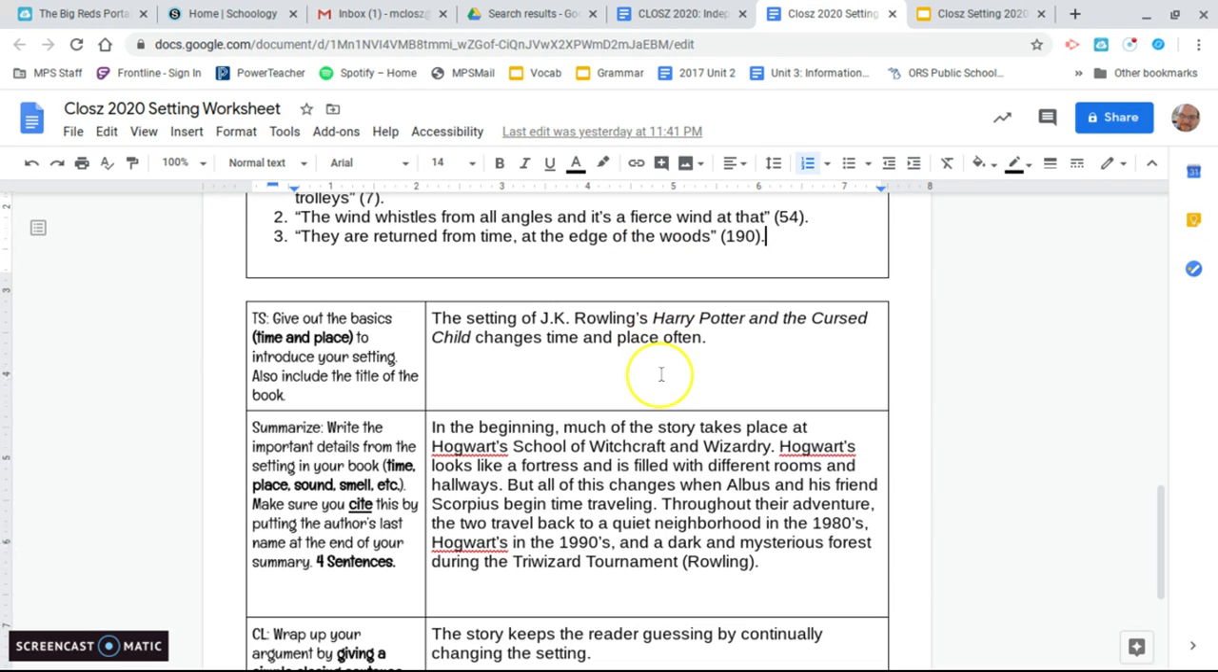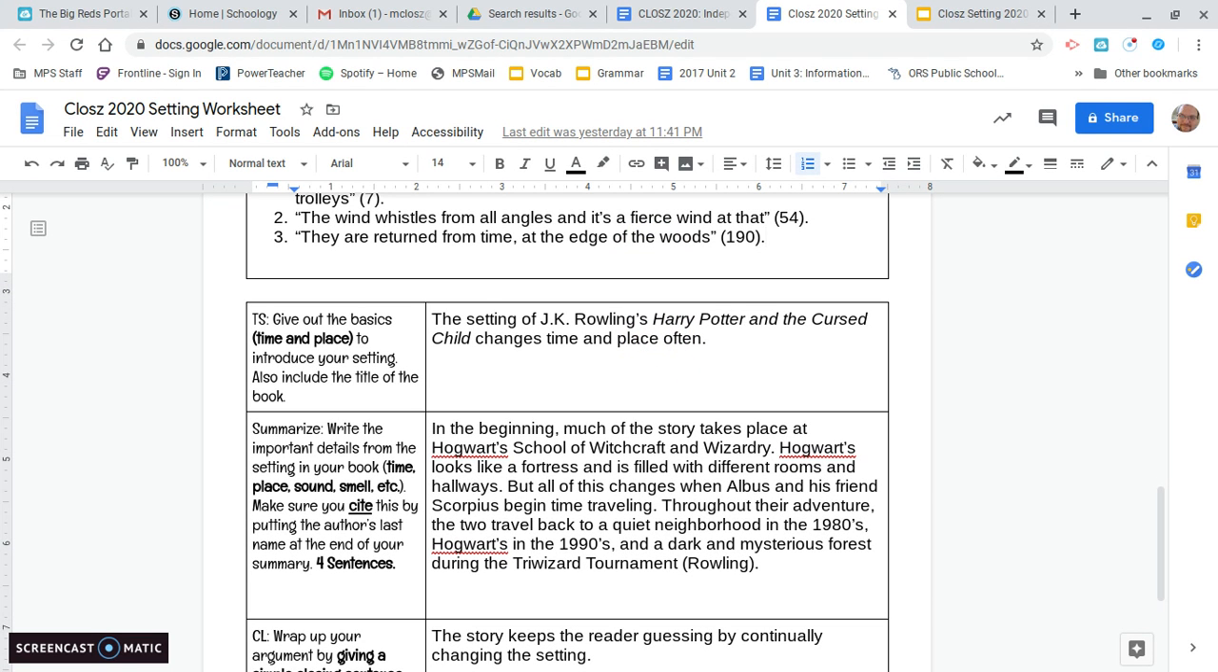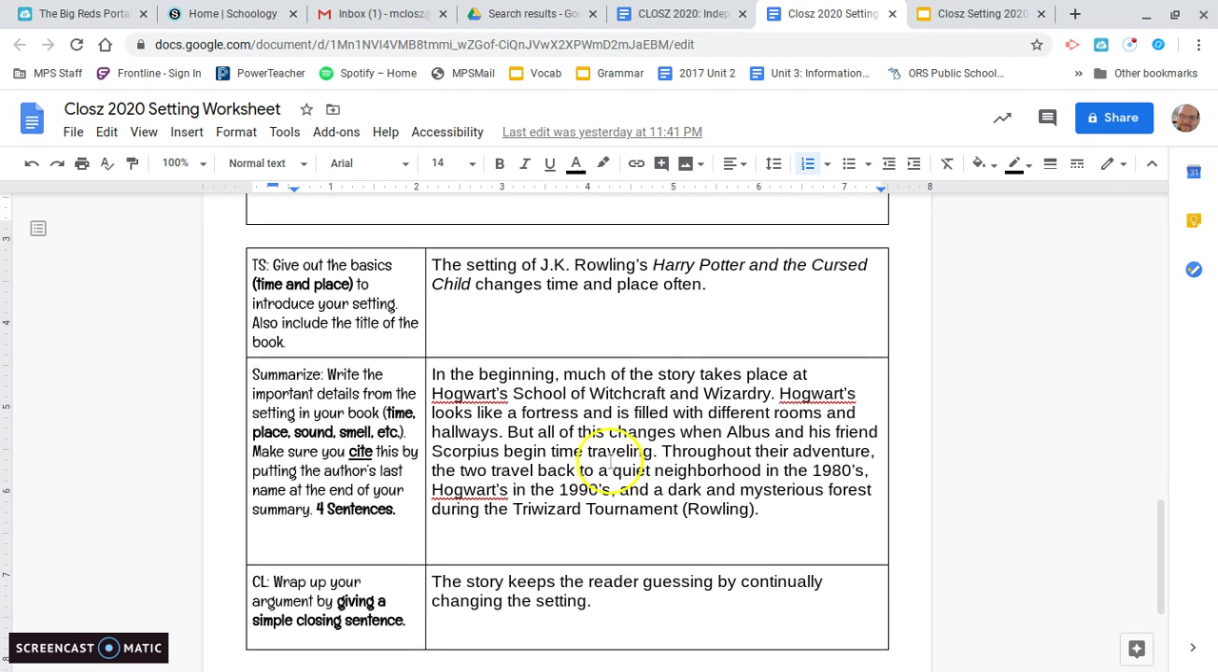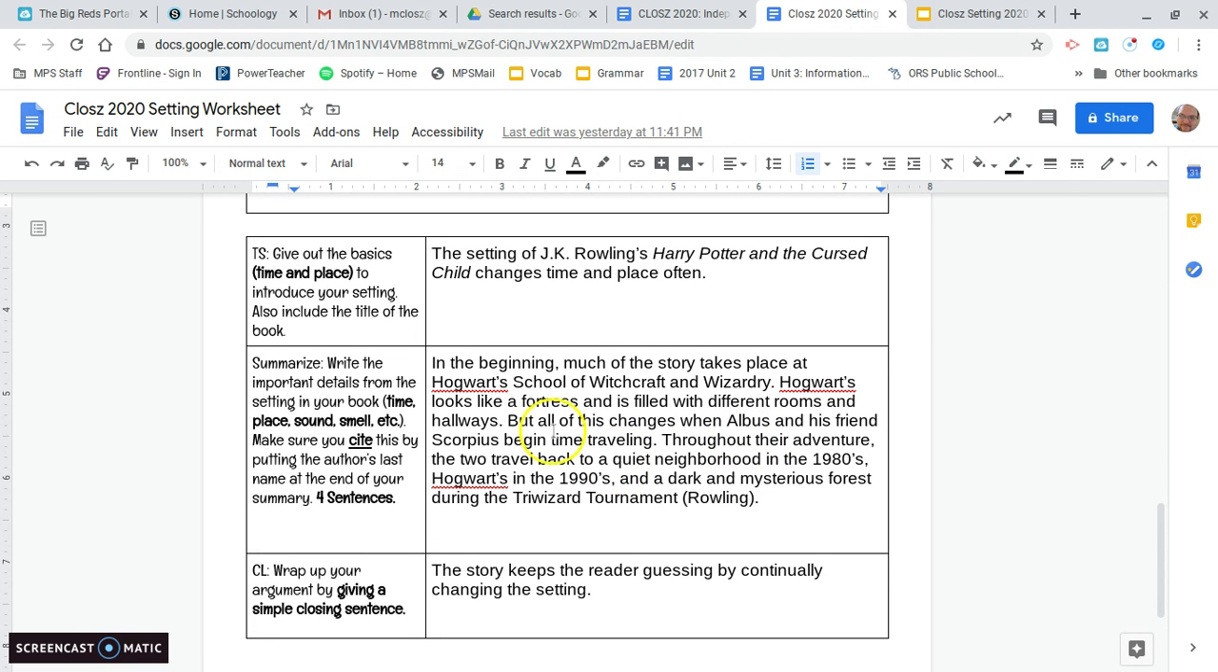Okay? My topic sentence is the setting for J.K. Rowling's Harry Potter and the Cursed Child changes time and place often. So my sentence is just saying that it takes place in lots of different places. And here are my sentences. In the beginning, much of the story takes place at Hogwarts School of Witchcraft and Wizardry. Hogwarts looks like a fortress and is filled with different rooms and hallways. So these 2 sentences, I'm describing the first setting, which is Hogwarts School of Witchcraft and Wizardry, and then I'm telling you a little bit what it looks like.